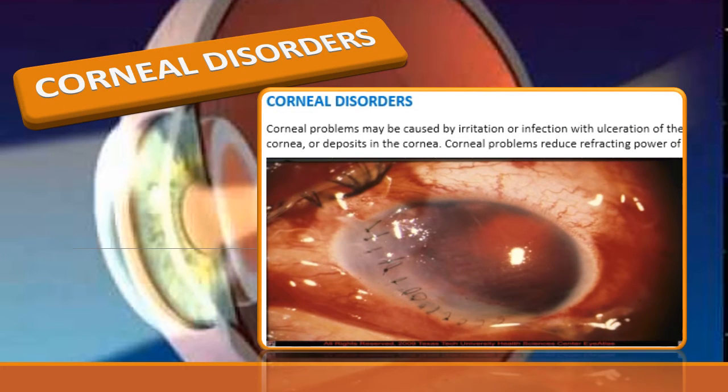Next, we'll quickly review corneal disorders. Corneal problems may be caused by irritation or infection with ulceration of the corneal surface. There may be degeneration of the cornea or deposits in the cornea itself. Corneal problems reduce the refractive power of the cornea and can lead to blindness as well. A corneal abrasion is a scrape or a scratch on the cornea that disrupts the integrity of the structure, caused by a foreign body. It could be a trauma, as in this picture here. They've had to do a repair of the cornea. You can see the surgical sutures there.